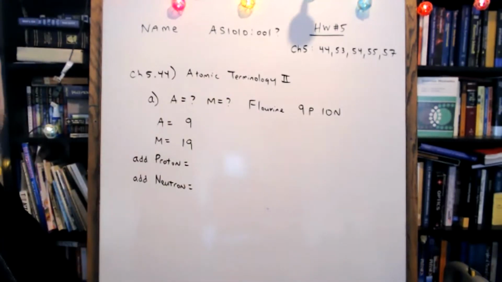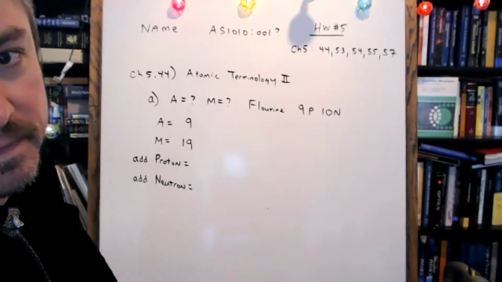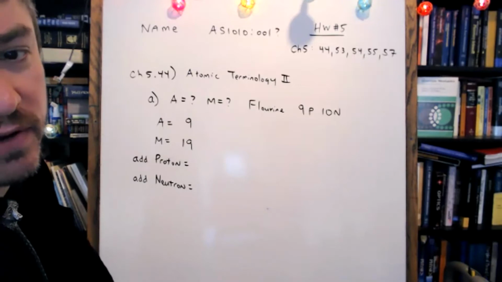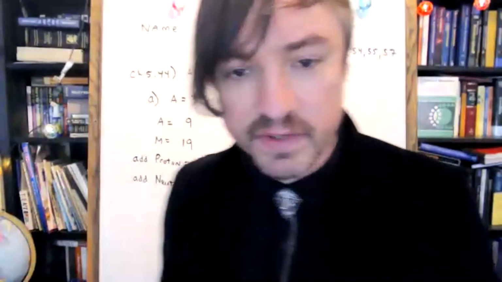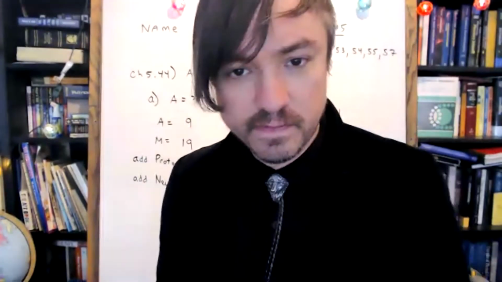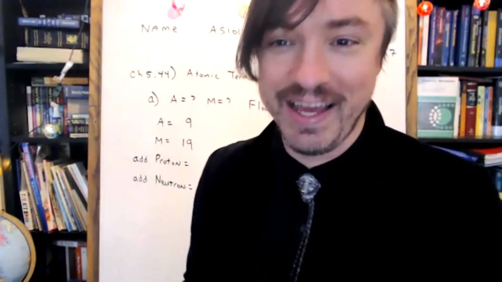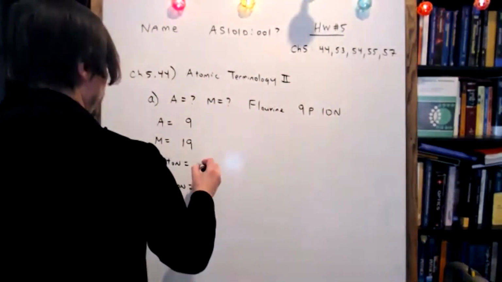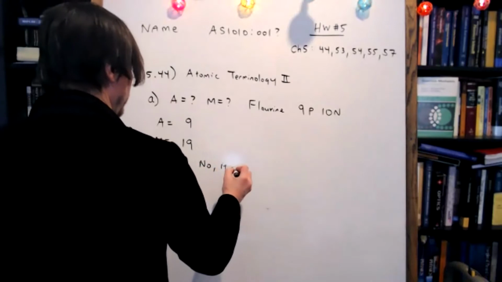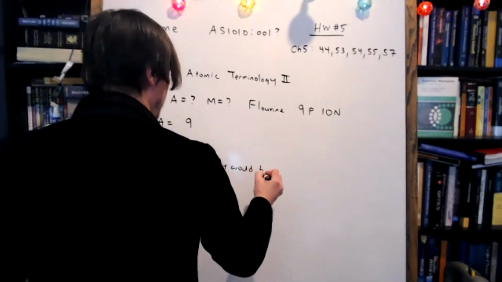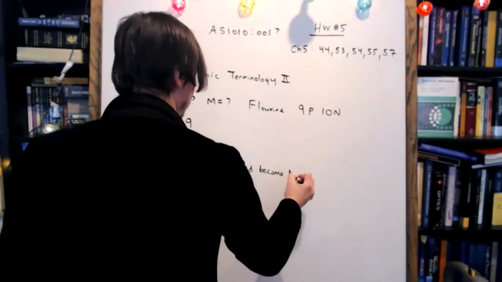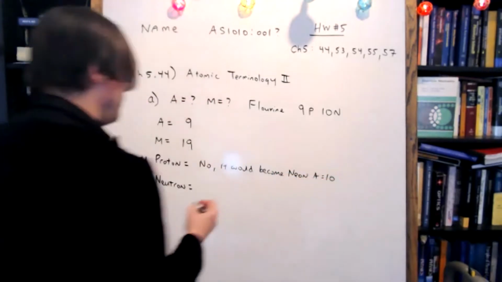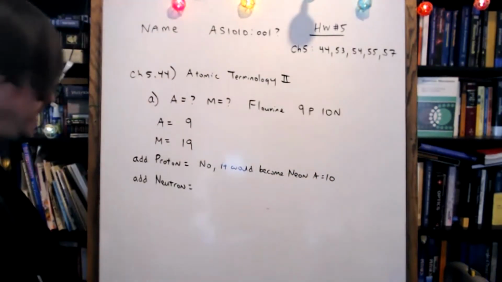Okay, if I add a proton, will it still be fluorine? Anyone know what the atom is whose atomic number is 10? I don't, but it wouldn't be fluorine. It wouldn't be fluorine. Yeah. It turns out that that's neon. It would become neon. Atomic number 10. How about if I add a neutron?